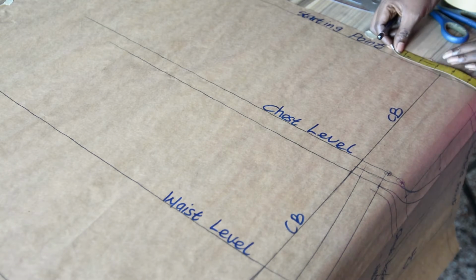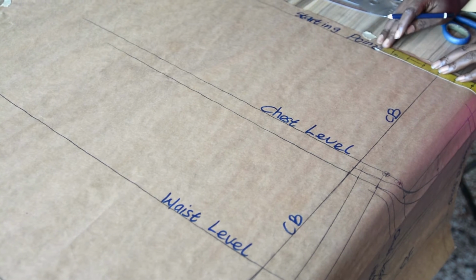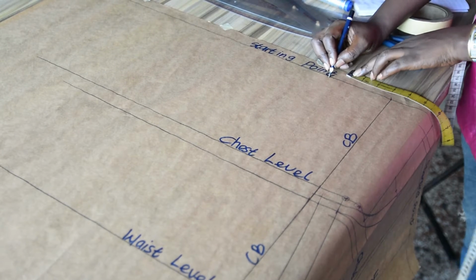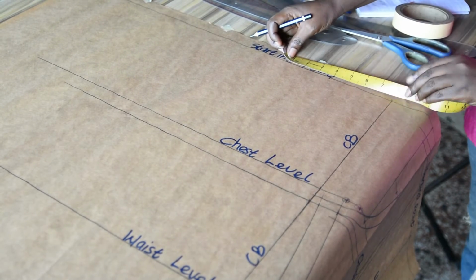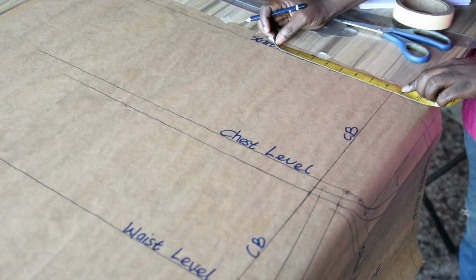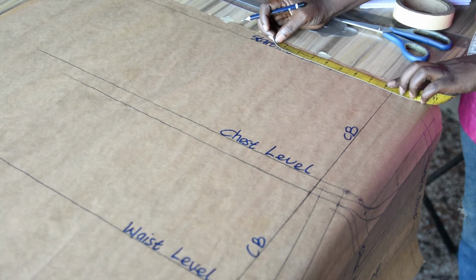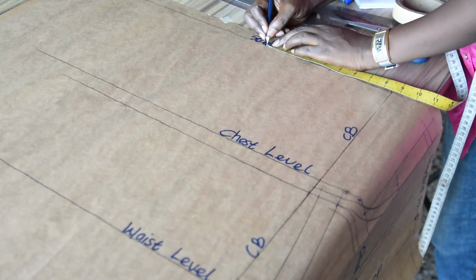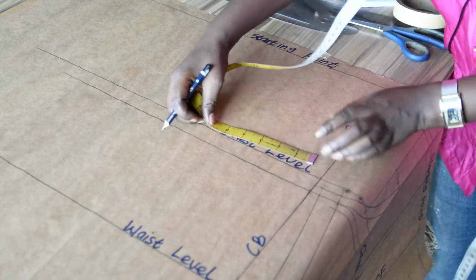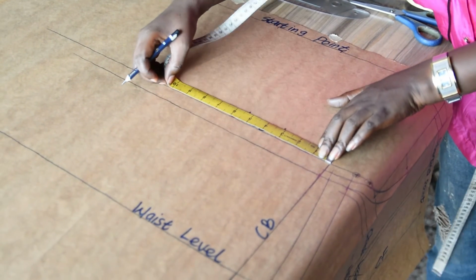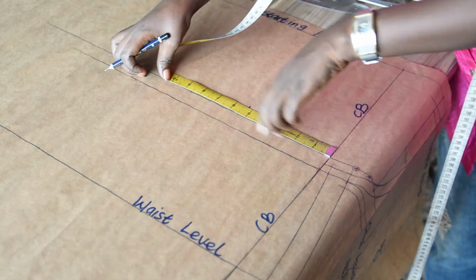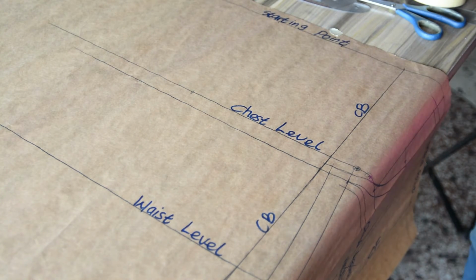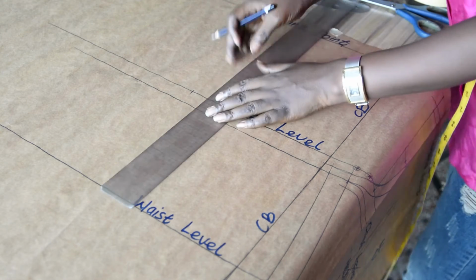So now I will be inserting the neck width measurement, which is 4 inches. It has to be the same with the front panel. So which is here. Then I will insert half of the back measurement. Half of the back measurement is 8.5 inches. Then on the chest level, I will insert the same 8.5. So what I'll be doing now is to construct the armhole. So I'll be constructing the armhole the same way I constructed the armhole for the front panel.